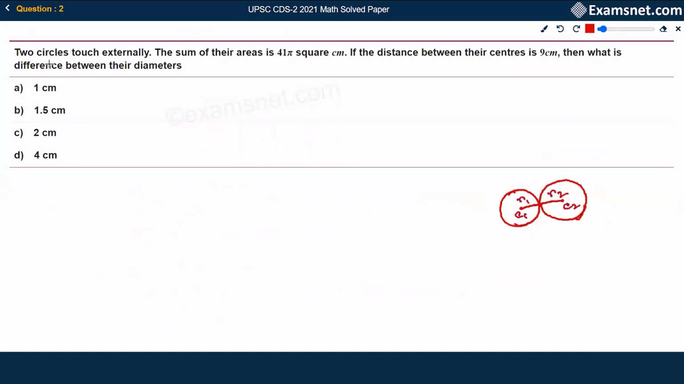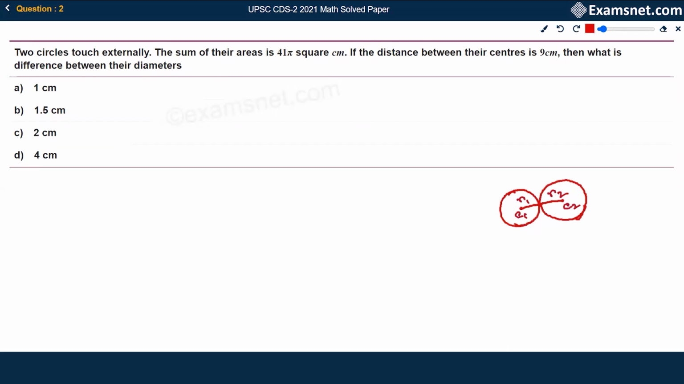In question number 2, it is given that two circles touch externally. I have already drawn the diagram. Here are the two circles having centers C1 and C2 respectively. They touch each other externally. The sum of their areas is 41 pi centimeter square. If the distance between their centers is 9 centimeter, then what is the difference between their diameters?